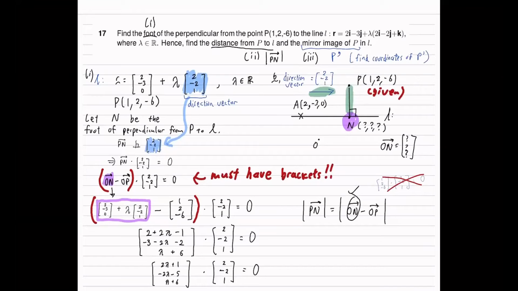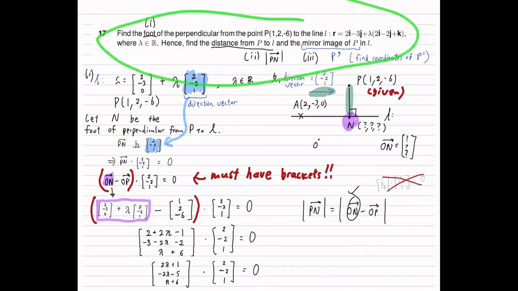Every time you see something like foot of perpendicular, it's really just asking you to go through this procedure. Part 1, part 2, part 3. This question is very standard. You need to practice and practice and practice until you can do it in 2 minutes, 3 minutes. Here I went through very slowly. 20 minutes, wow, very slow. No, you must go faster.